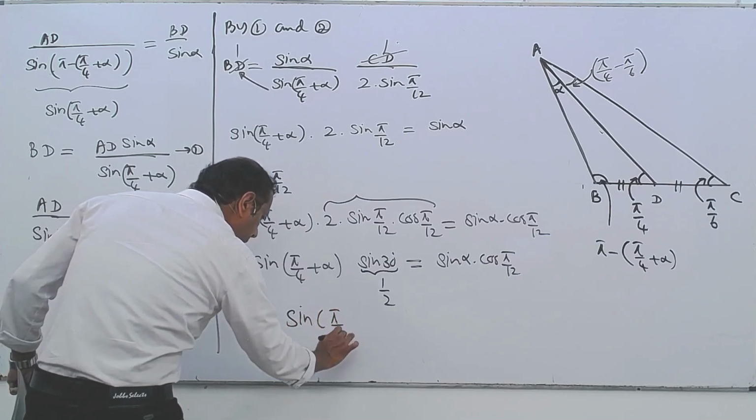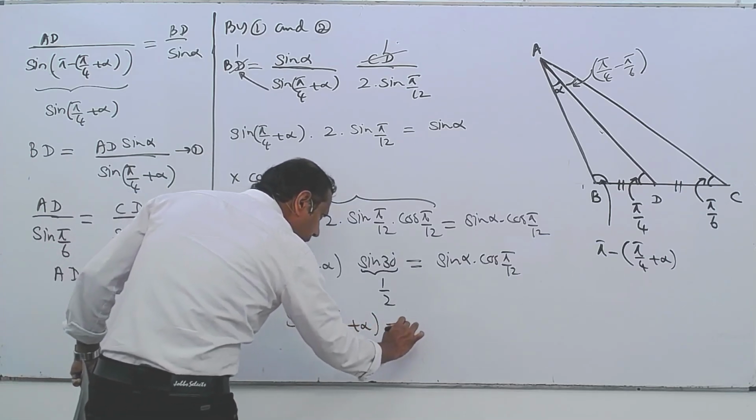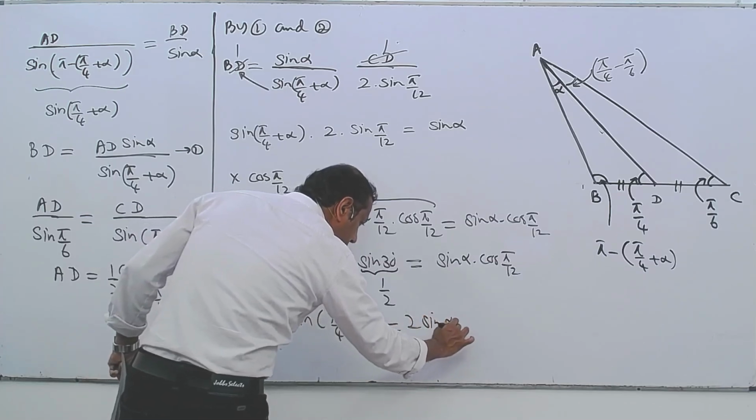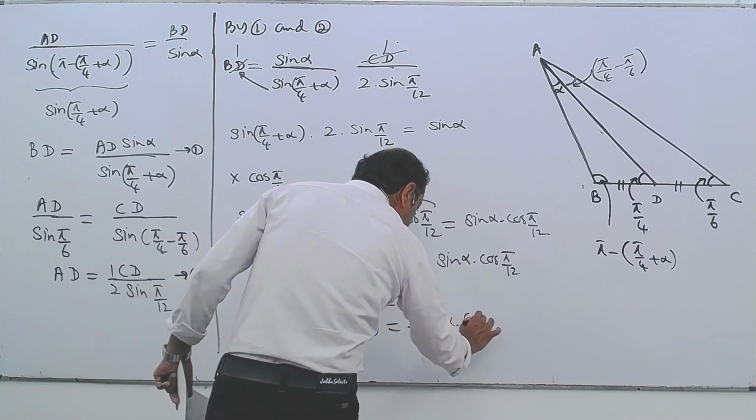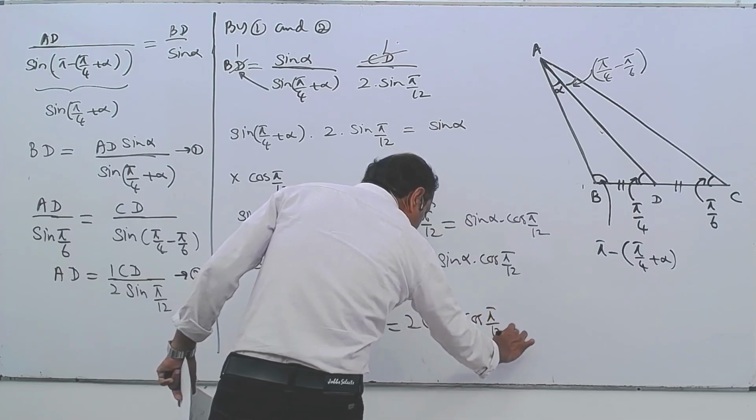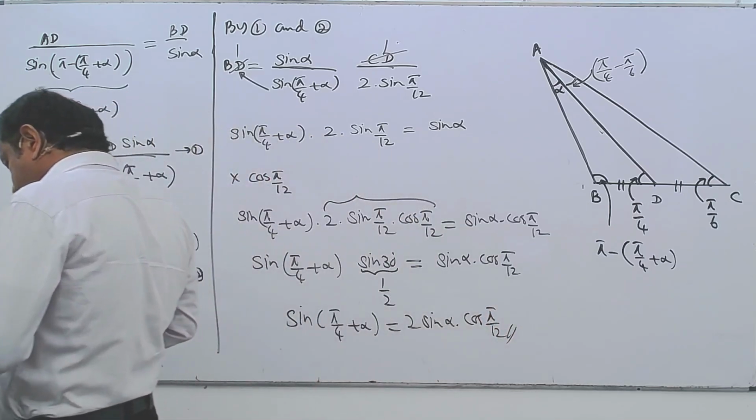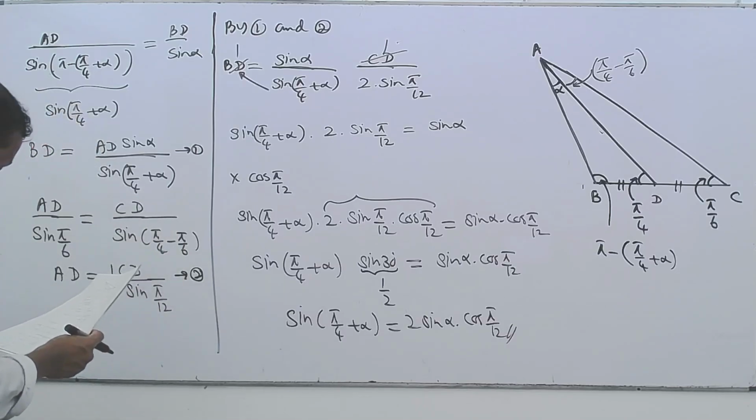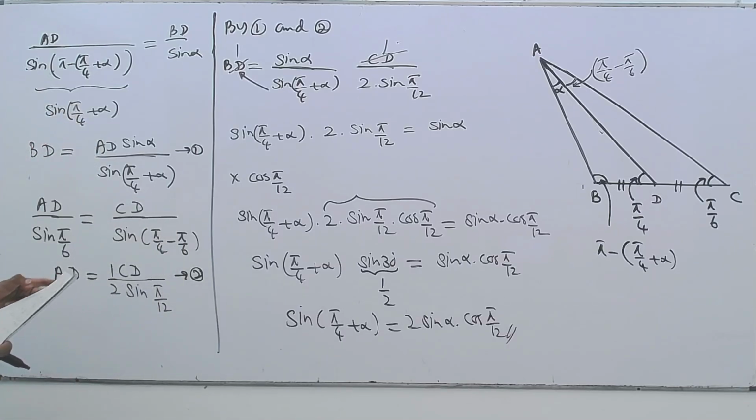sine(pi by 4 plus alpha) is equal to 2 sine alpha into cos pi by 12. That we got. 2 sine alpha cos pi by 12 is equal to sine(alpha plus pi by 4). Hence, we are asked to show alpha is pi by 6. We take cos pi by 12 as this answer. Right, that we can do.